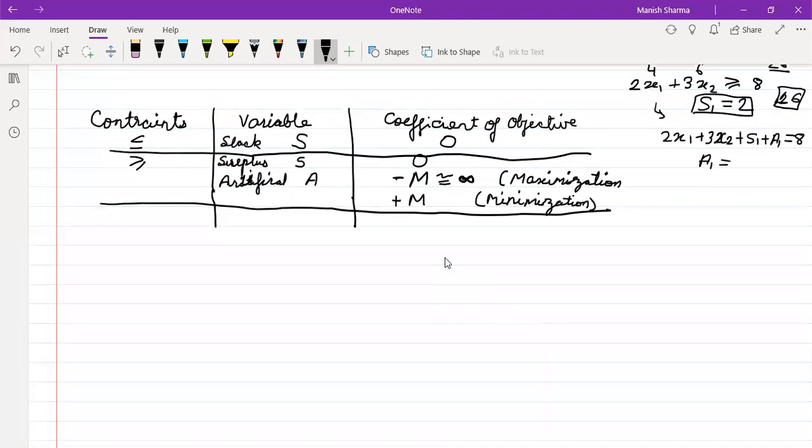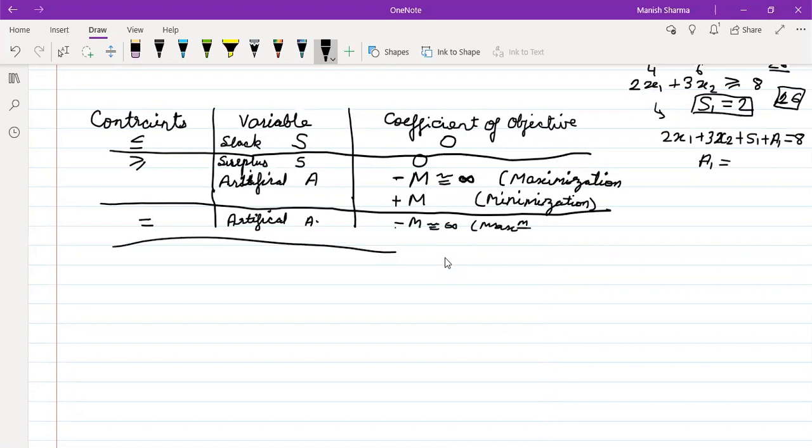So now if I write a standard LPP for maximization, I'm not considering minimization now. Just before we go into that, let us see the last type of constraint, that is the equal to constraint. If there's an equal to constraint, then we will not add any slack variable or surplus variable. We will simply add only an artificial variable. So we have three types of constraints: less than or equal to, greater than or equal to, or equal to.